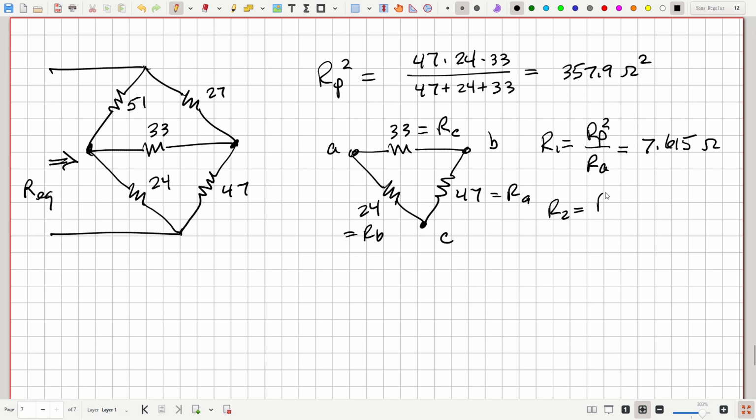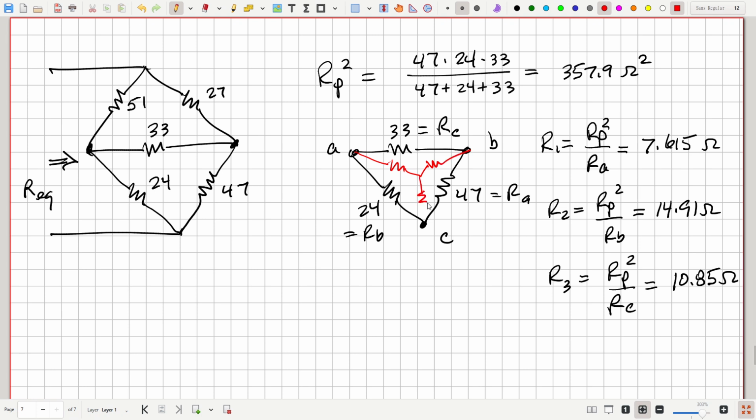R2 is RP squared over RB. That's over 24. That's 14.91 ohms. And R3 is RP squared over RC, and that's over 33. That is 10.85 for significant figures. Okay, so now, all right, our Y is going to have this kind of a structure. So we're going to replace this with the delta with the Y.